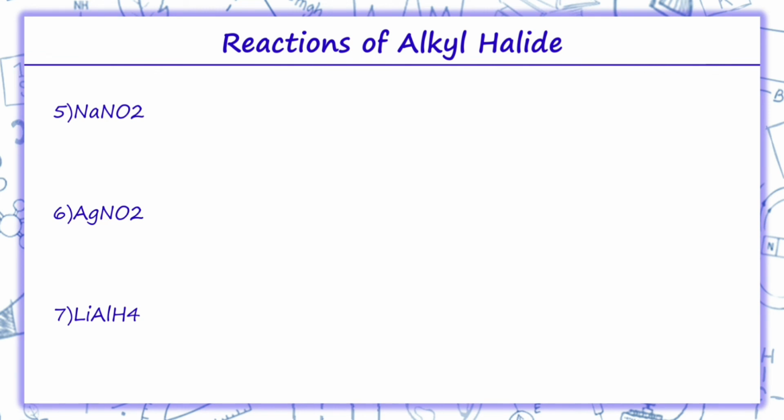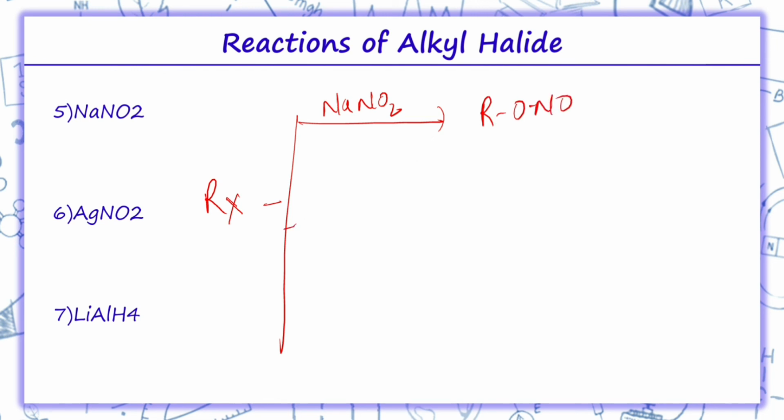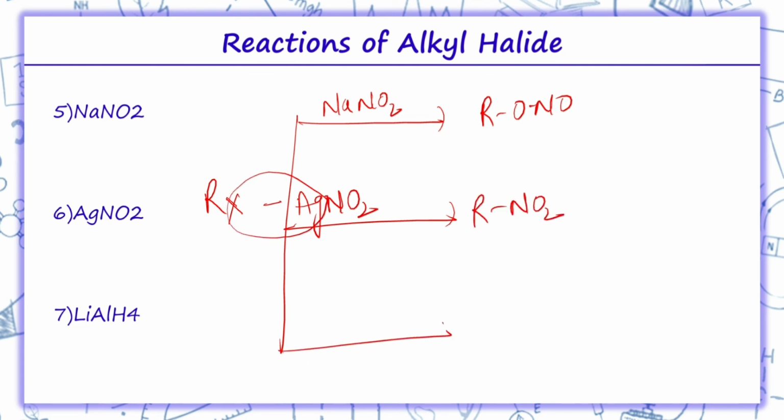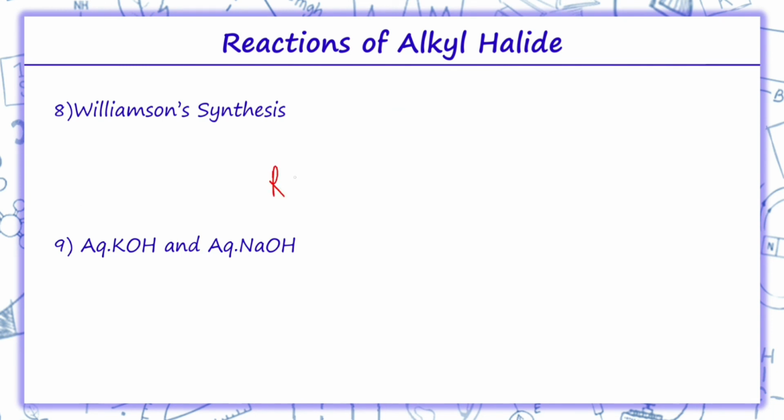Next is reaction of alkyl halides with NaNO2, AgNO2 and LiAlH4. So, we have over here RX when it reacts with NaNO2. Over here we get RONO, but when it reacts with AgNO2, because Ag and X will be removed, we get RNO2. Alkyl halide, when it reacts with LiAlH4, we get alkane, because LiAlH4 is a reducing agent, so it provides hydrogen. Now is Williamson synthesis reaction.